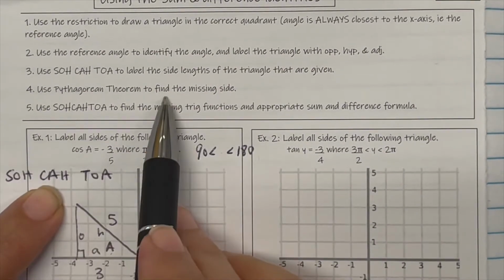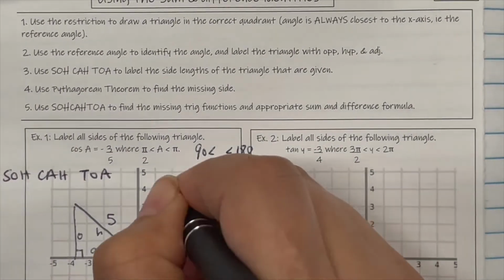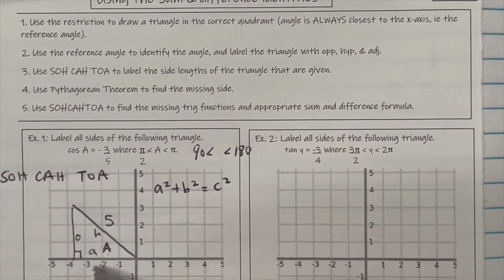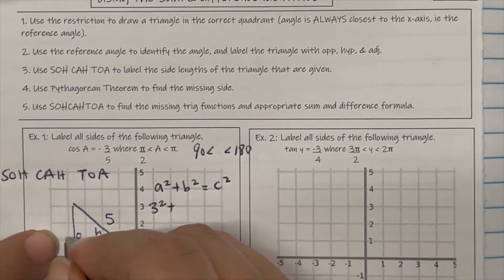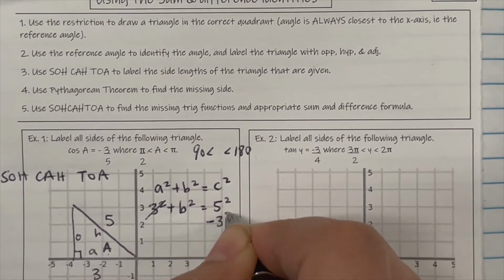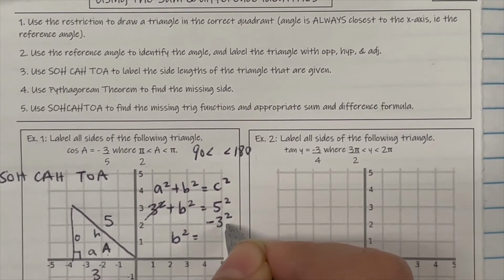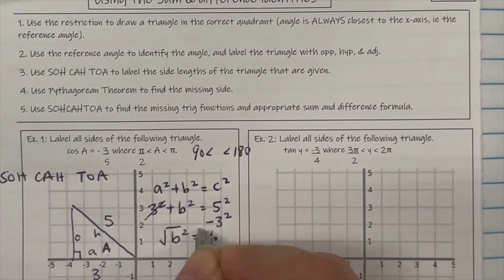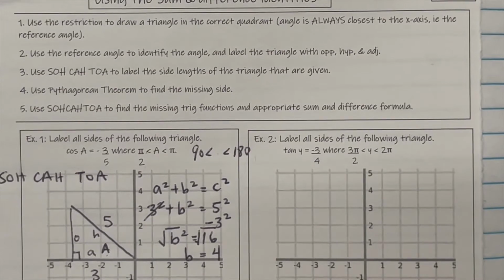Label it. Then use Pythagorean theorem to find the missing side. So A squared plus B squared equals C squared. Fill in what you know. So 3 squared plus B squared equals the hypotenuse squared. So you're going to subtract 3 squared from both sides. You're going to get 25 minus 9, which is 16. And then square root that. You're going to get B is equal to 4, and label it.